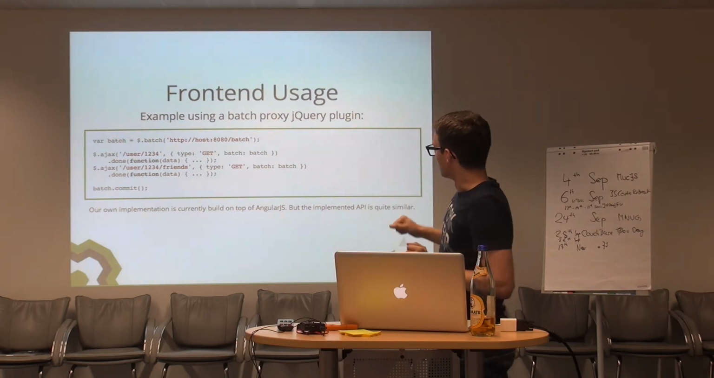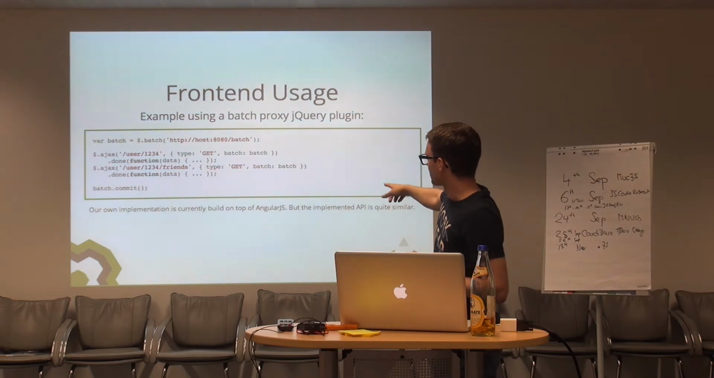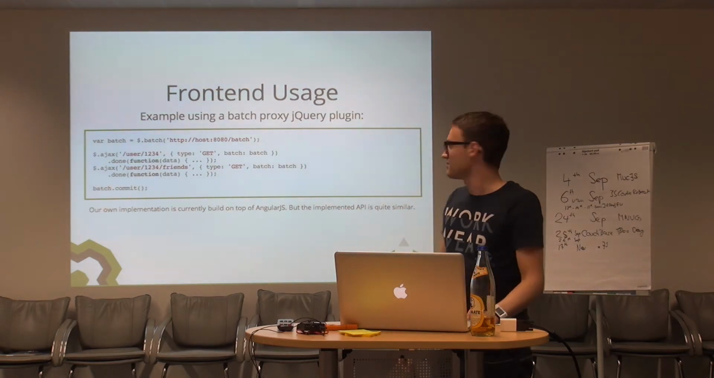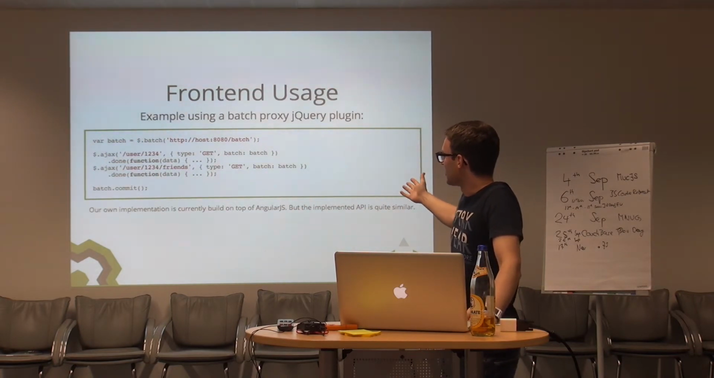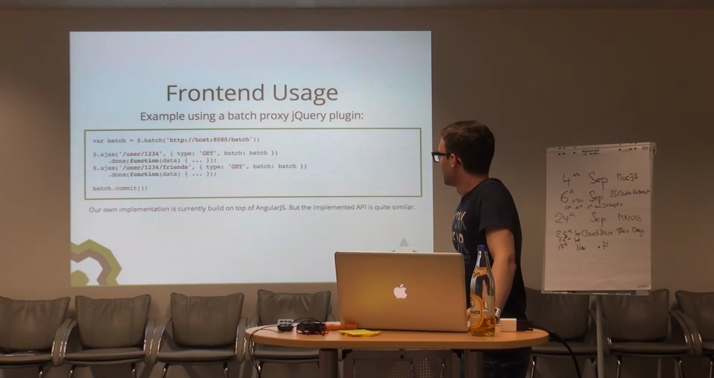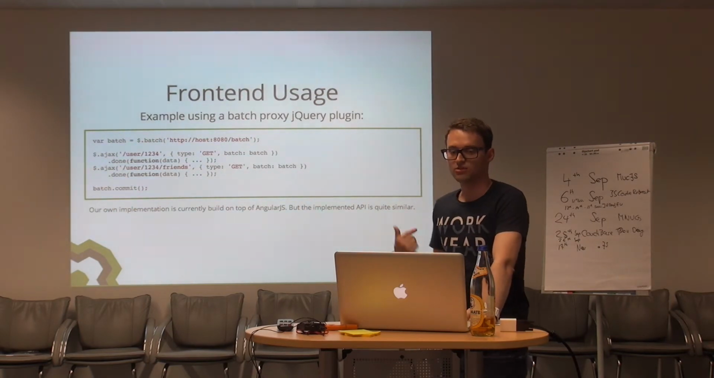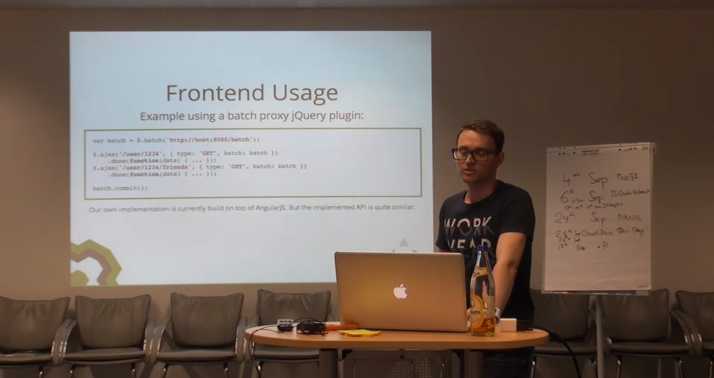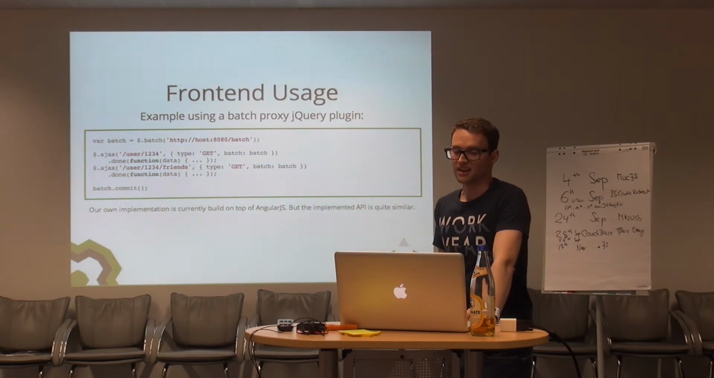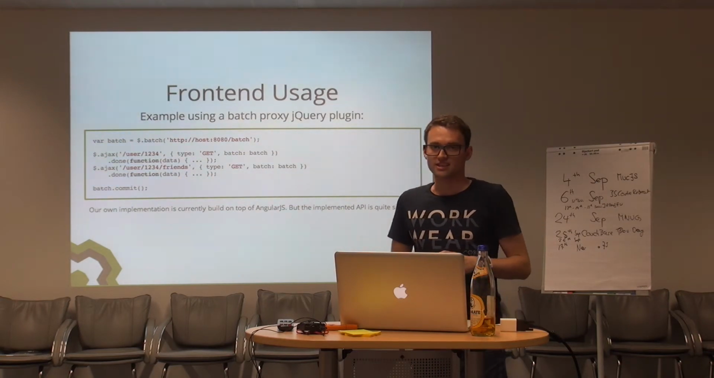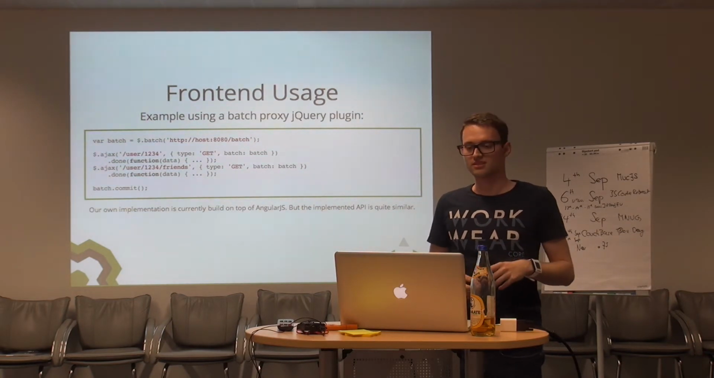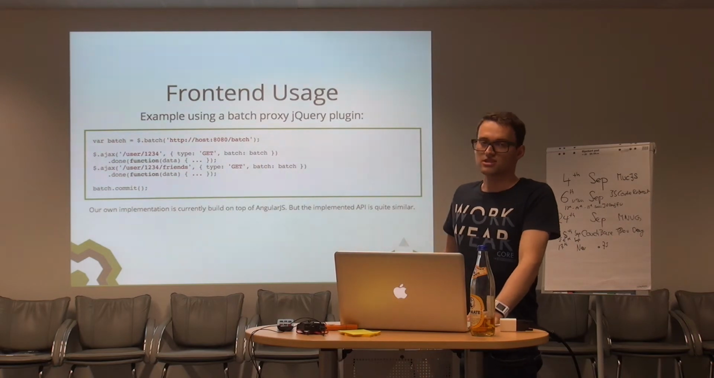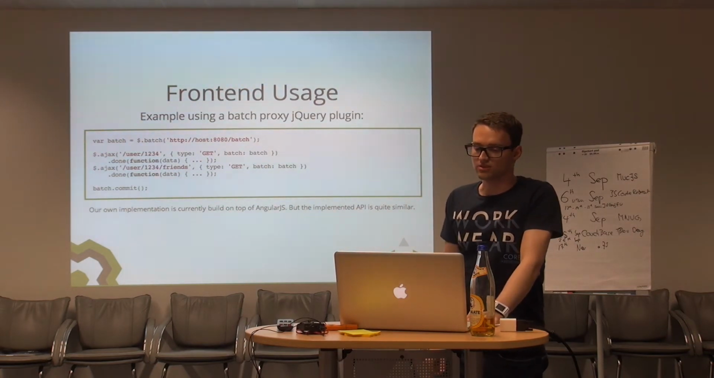So you just would define a batch object with the URL to the batch API, and then you could have an additional option where you hang this batch object into all your Ajax calls, and then they will be postponed until you call batch commit, and batch commit then would send them to the batch API. And the nice thing is that the serialization and deserialization of this batch API's requests and responses can be integrated into this jQuery plugin. So the developer doesn't need to know about that.